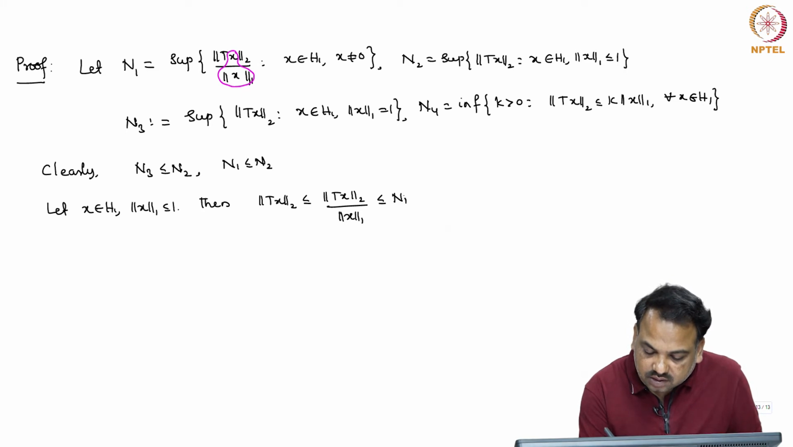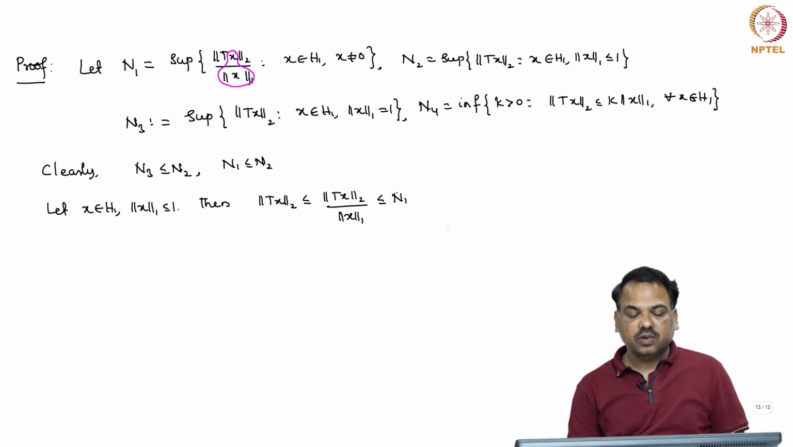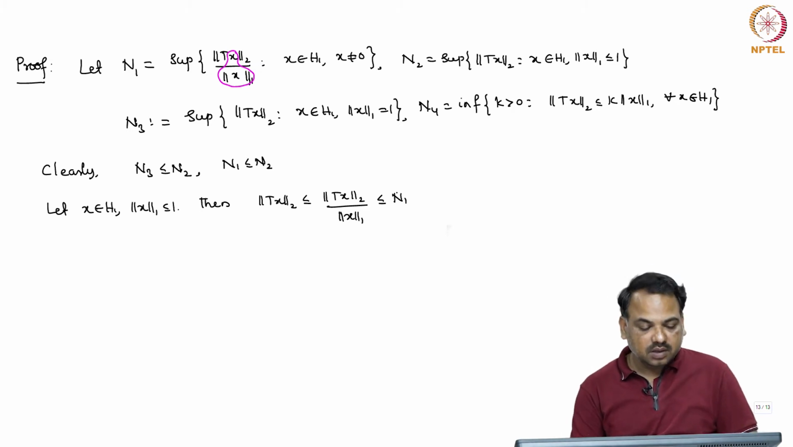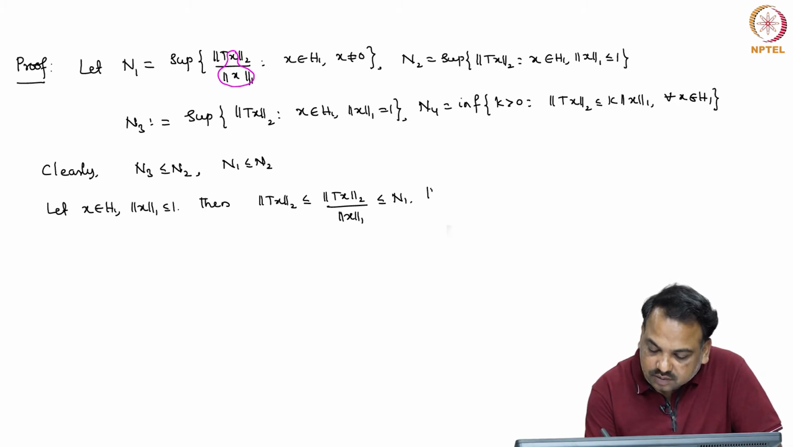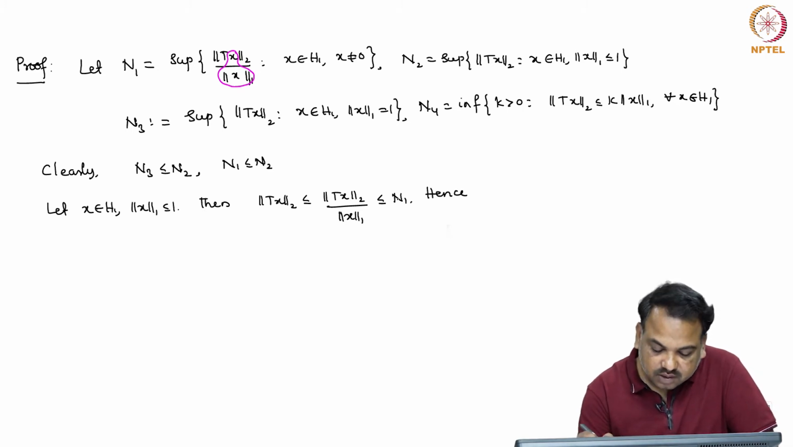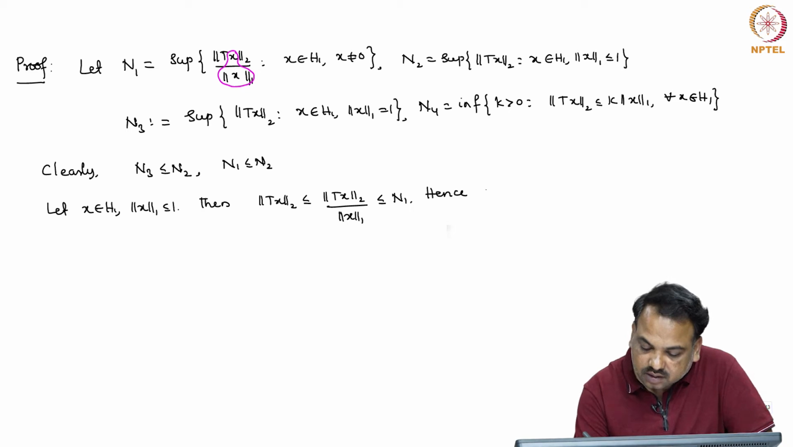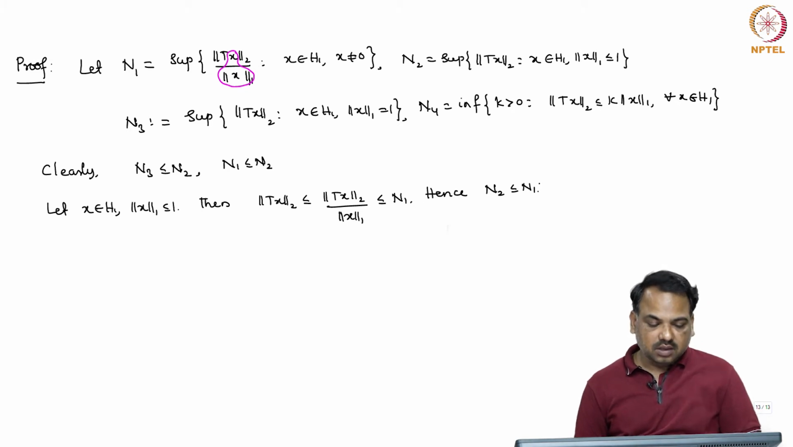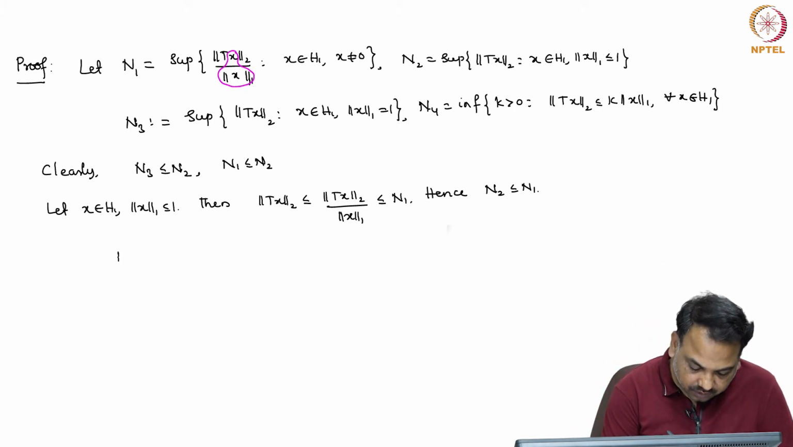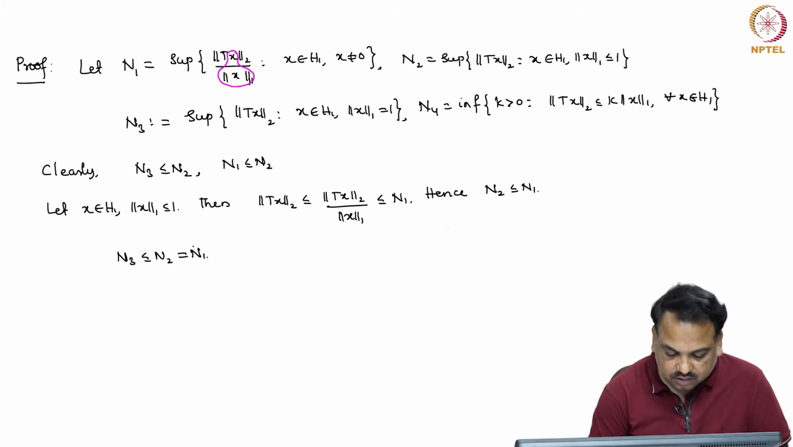So, we can say that this is less than or equal to N1. Now, the right hand side is a fixed quantity, whereas the left hand side depends on the element x. So, by taking the supremum on the left hand side, we will get N2 is less than or equal to N1. So, we have shown that N3 is less than N2, and N2 is nothing but N1.